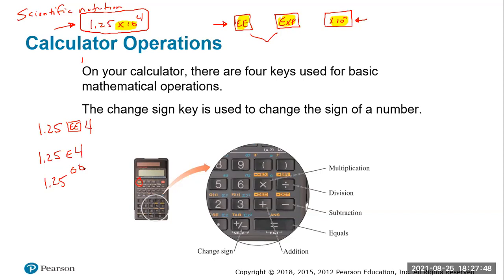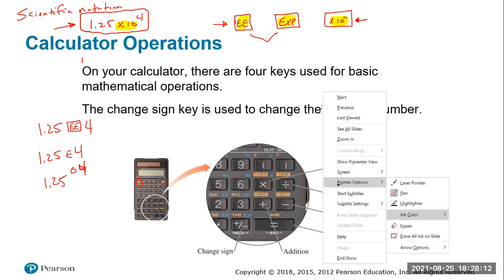It would probably turn this guy into a 4. And that would be the proper way to punch a number that's in scientific notation into your calculator. We definitely will see a lot of numbers in scientific notation in this class. You do need to be able to kind of push it in correctly on your calculator. This also goes for a number that perhaps has a negative exponent.